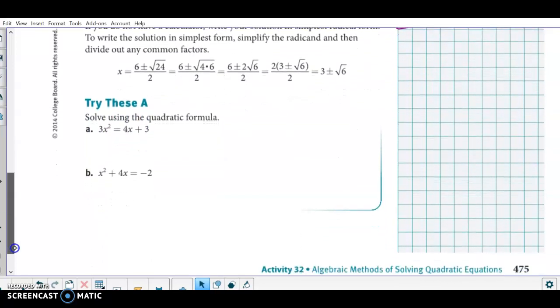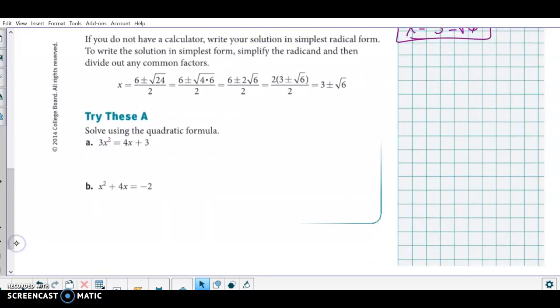So I'm going to do a couple of examples with you. We'll start with letter A. And again, that is not in standard form. So I'm going to go ahead and move my 4x and my 3. So I get 3x squared minus 4x minus 3 equals 0. A is 1. B is negative 4. C is negative 3. So now I'm going to plug my numbers in.